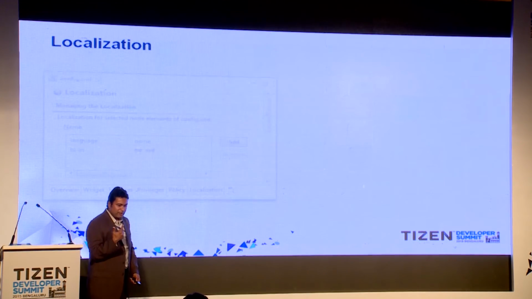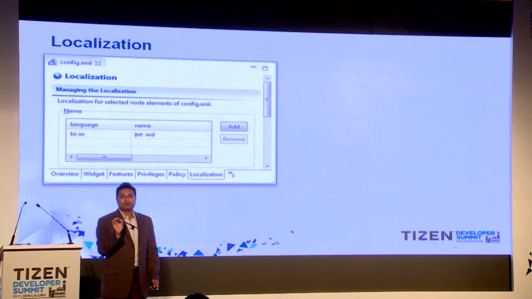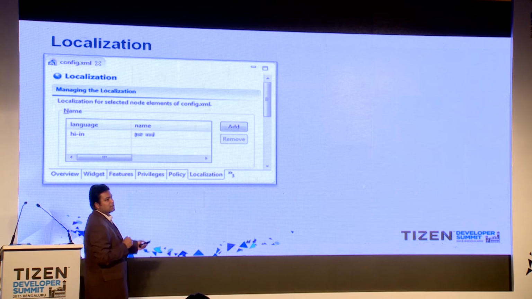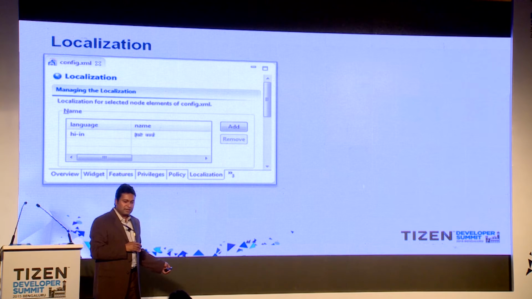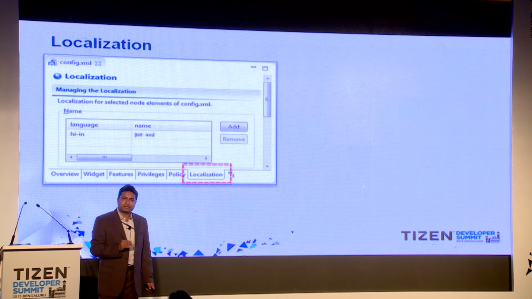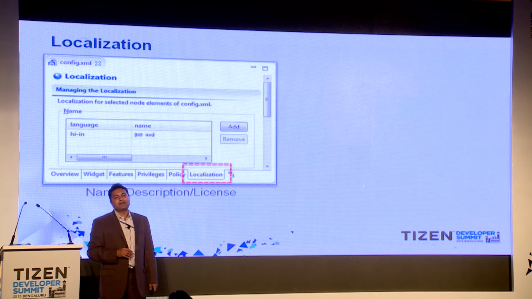Let's say, for example, you want to change, for this application, the name only to be displayed in Hindi. That you can do using this config.xml editor. It comes available with our SDK. There is a tab called Localization tab. Here, using this Localization tab, you can localize elements like name, description and license.